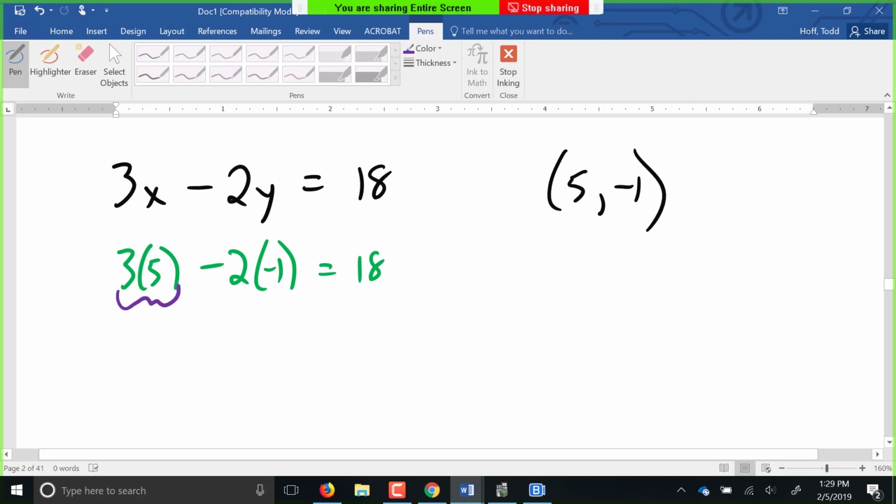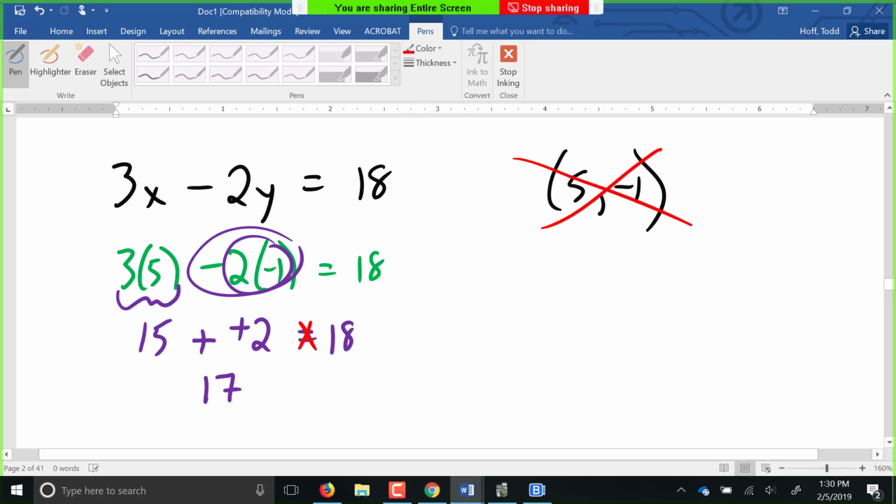3 times 5 is 15. Now, I could either treat this as minus 2 times negative 1 or negative 2 times positive 1. If I treat it as minus 2 times negative 1, that's minus a negative 2, which is going to become plus a positive 2. If I did it as negative 2 times negative 1, it'd be plus 2, so it gets the same thing. That comes out to 17. That is not a solution. They're not equal.